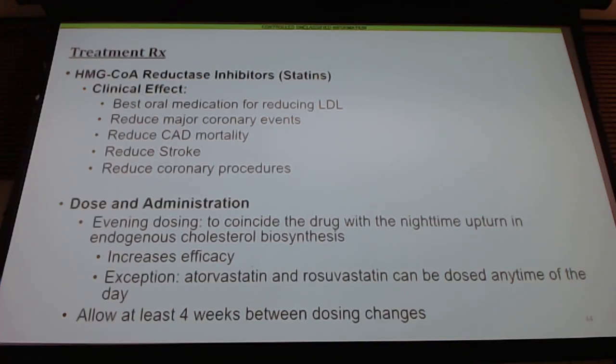The other reason is it's cheap. Your insurance companies love you for prescribing a statin, because I'm going to give you an example of another medication that works great but is significantly more expensive. So I think a month's supply of atorvastatin is about $60. Okay, so $2 a day to control cholesterol.